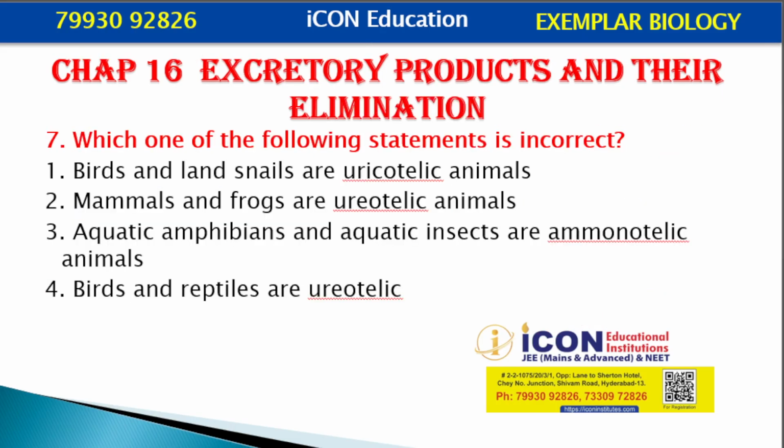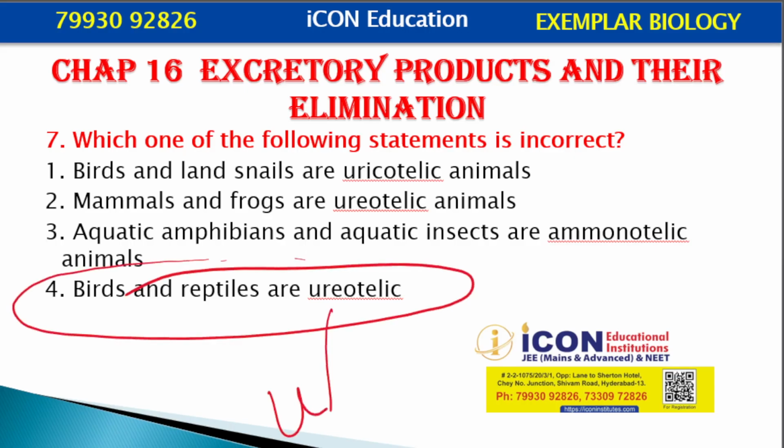Which one of the following statements is incorrect? Birds and land snails are uricotelic animals. Mammals and frogs are ureotelic animals. Aquatic amphibians and aquatic insects are ammonotelic animals. Birds and reptiles are ureotelic animals. So this is wrong. Birds and reptiles are uricotelic animals because they eliminate uric acid.